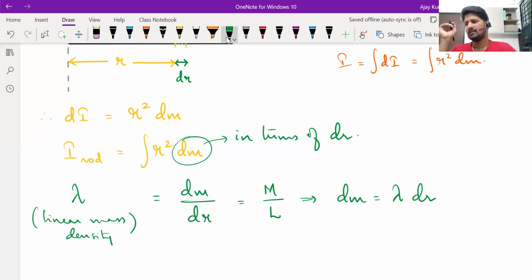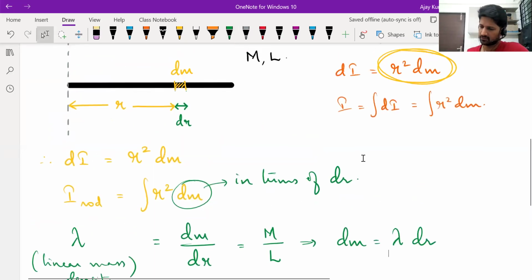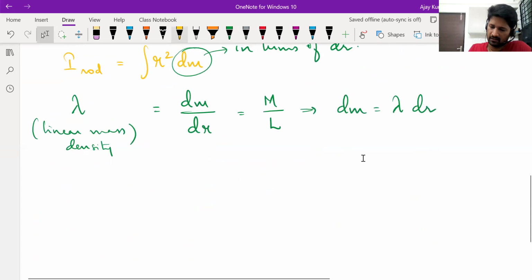Remember, in any case, if you are required to find the mass of an element or to express it in terms of something else, you should first look at what kind of mass distribution it is. If it is linear mass distribution, mass of the element is lambda multiplied with length of the element. If it's areal mass distribution, mass of the element is sigma, areal mass density, multiplied with area occupied by the element. If it's volumetric mass distribution, then it is normal density into volume occupied by the element. So dm is equal to lambda dr. We'll substitute that in the integral.